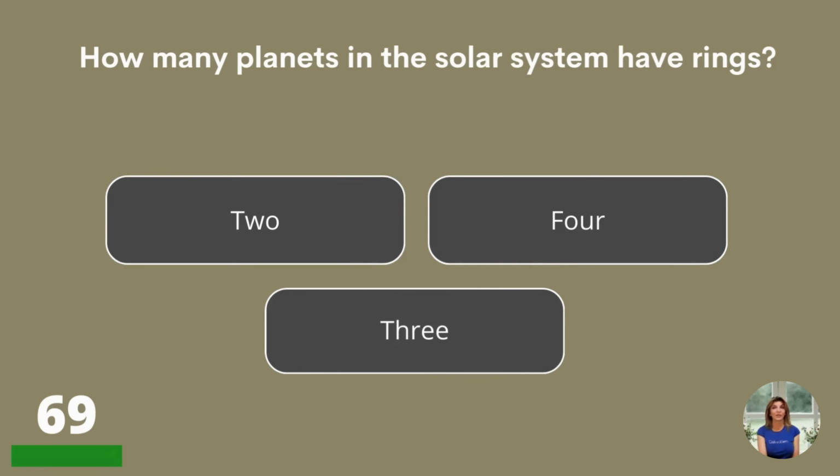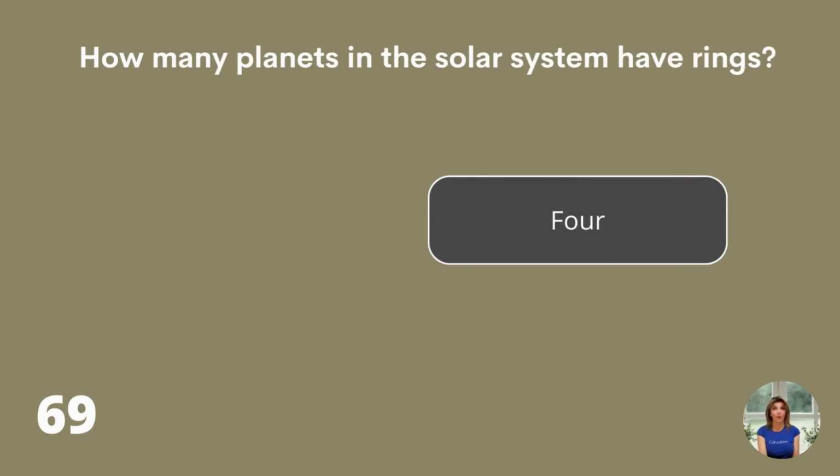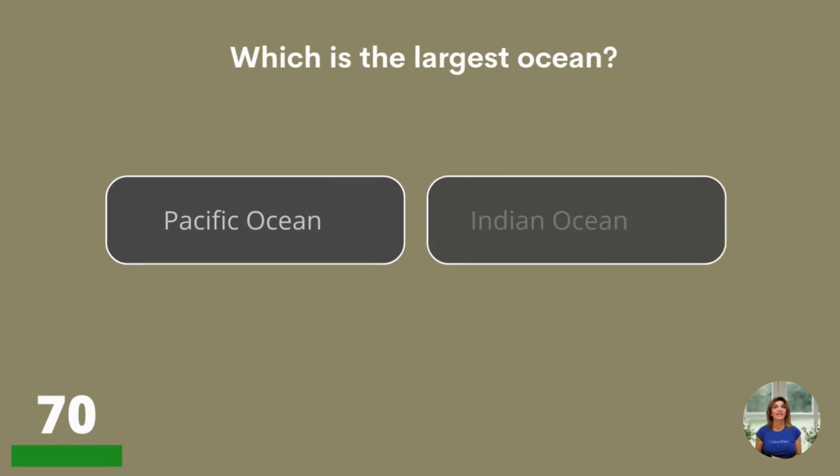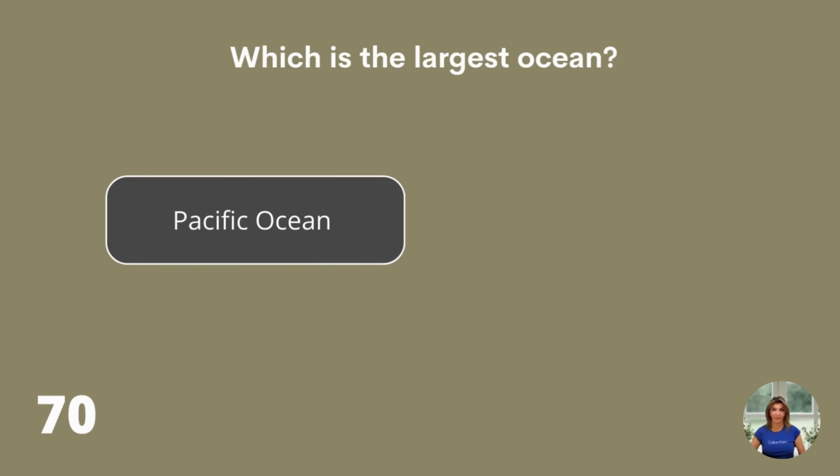How many planets in the solar system have rings? 2, 4, or 3? Four. Question 70. Which is the largest ocean? The Pacific Ocean, Indian Ocean, or Atlantic Ocean? The Pacific Ocean.